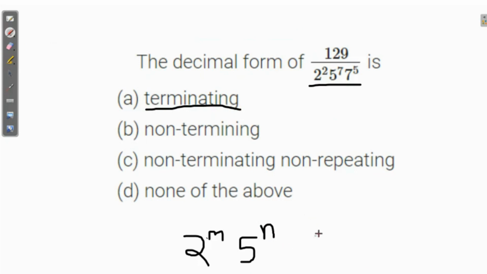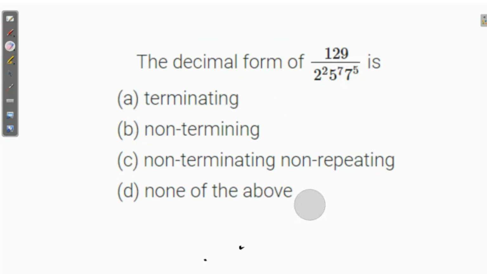Otherwise, if you have any other thing along with this, like here we have 7 to the power of 5, you will get non-terminating and non-repeating. So here we have 2 to the power of 2 and 5 to the power of 7. Along with that, we have 7 to the power of 5. So the answer is non-terminating and non-repeating. Please be clear with that.